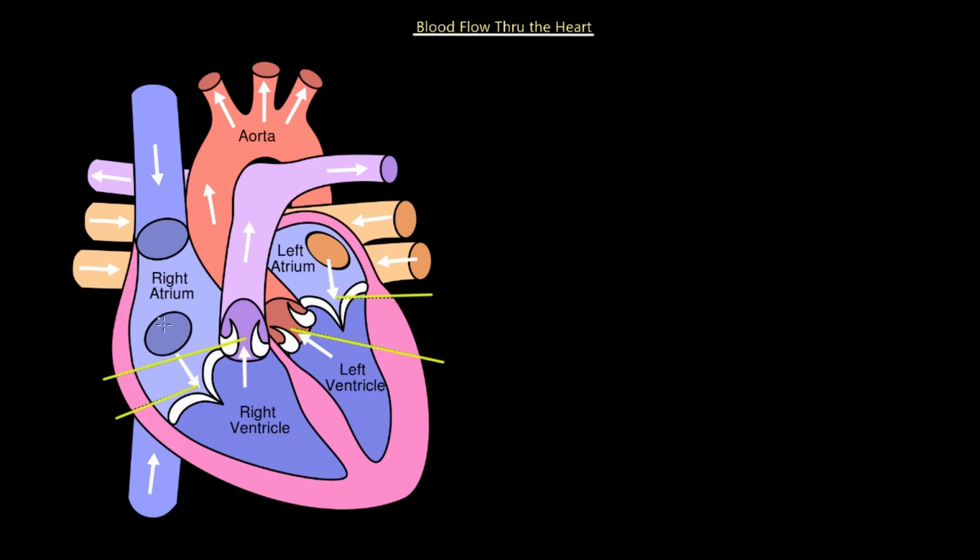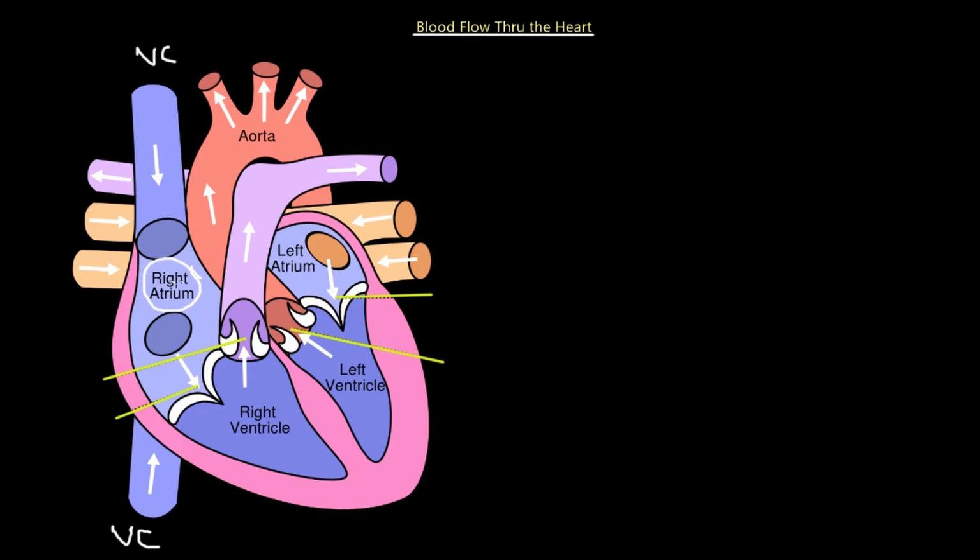In the last video, we discussed starting off with the right atrium, where the blood comes in deoxygenated from the inferior and superior vena cavas. So this is VC, vena cavas. They're going to come right into the right atrium, and the right atrium is going to contract and push the blood to the right ventricle.